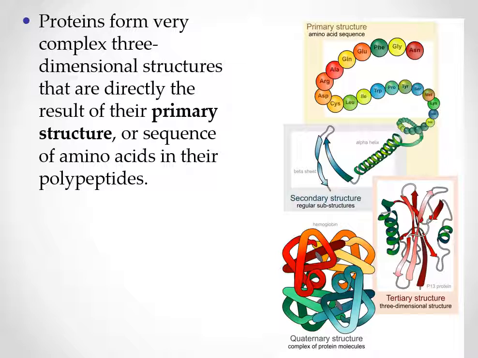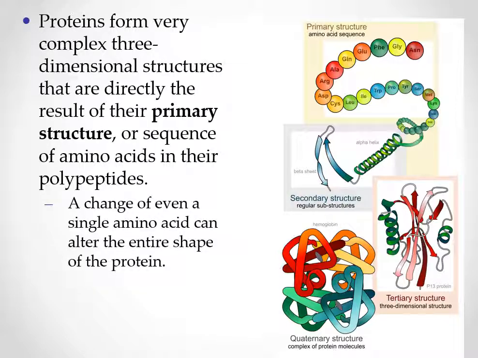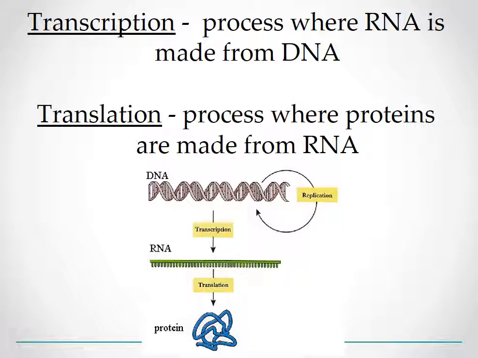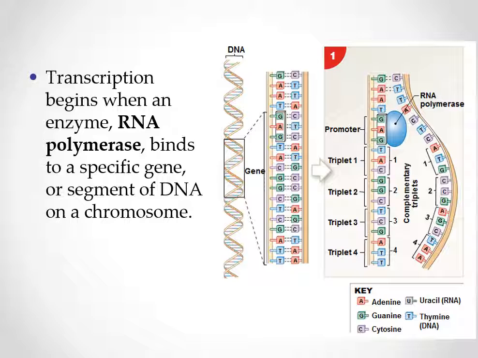So you have primary structure, which is the first sequence. Even a slight mistake in one amino acid can distort the entire shape, and it can make the entire protein unable to function. So let's look at transcription versus translation. Transcription is where you go from DNA language to RNA language. Translation is where you go from RNA language to protein language. So let's start with transcription first.